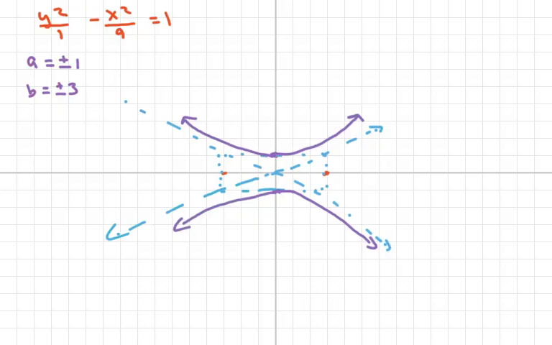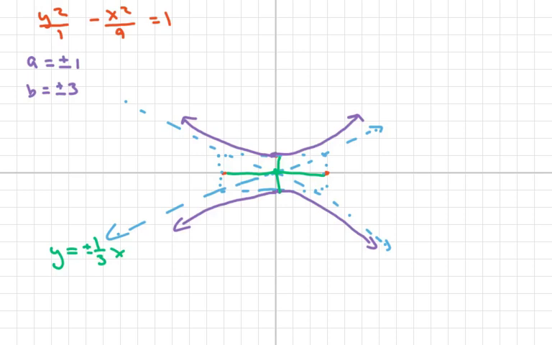Now, I went ahead and graphed this. So basically, my a is 1, plus or minus 1. It's under the y, so I went up 1 and down 1. And for the b, it's under the x, so I went over 3 to the right and to the left. I drew a little box. My asymptotes would be, my slope is 1/3, so that's plus or minus 1/3 x. My center is 0, 0.